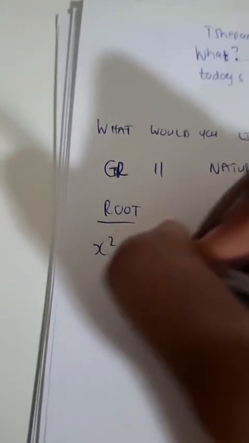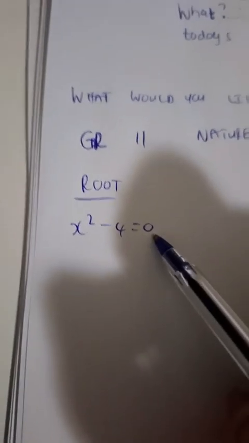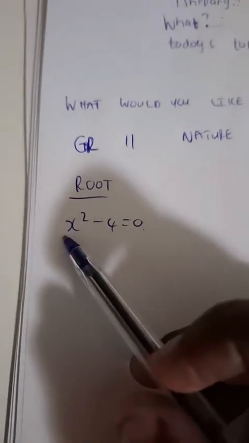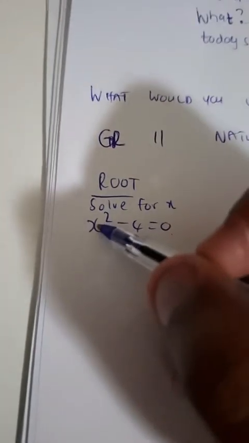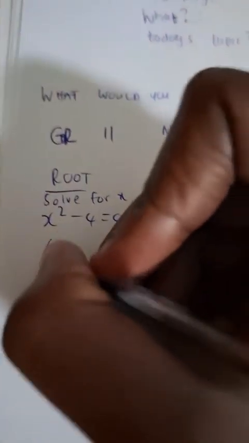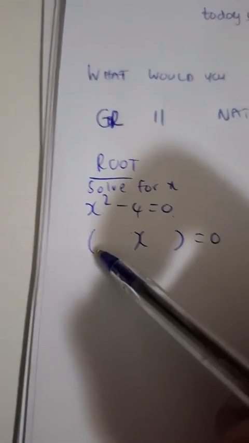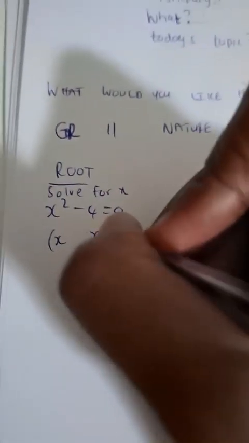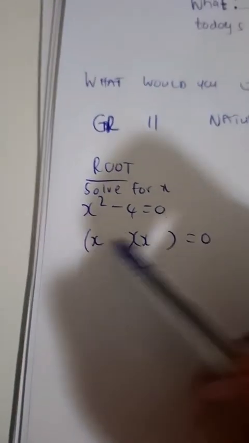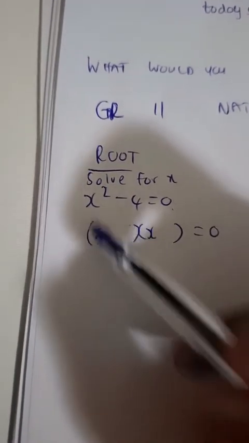If I gave you an equation, x squared minus 4 is equal to 0, and I said solve for x. The expression here is a difference of two squares, so you open two brackets. The grade 10 learner will tell you that when you factorize a difference of two squares, you take the square root of the first term, which leaves you with x. So you put x as your first term in each bracket, because the square root of x squared is x.